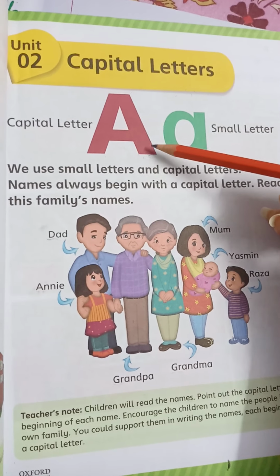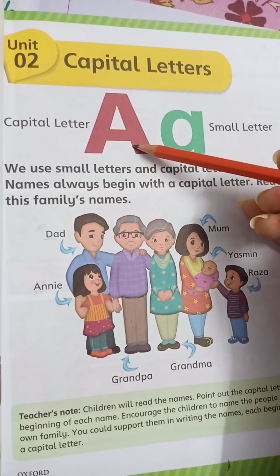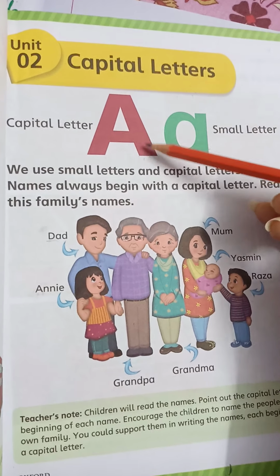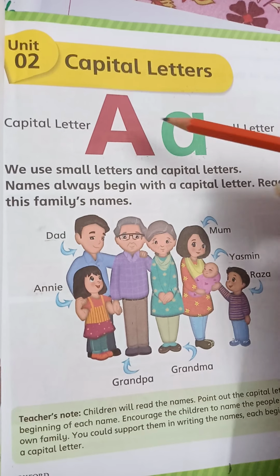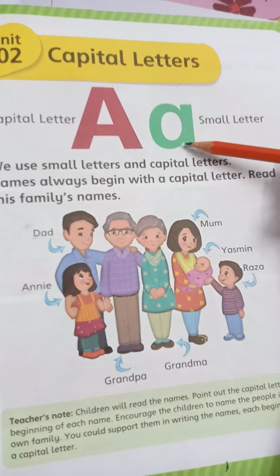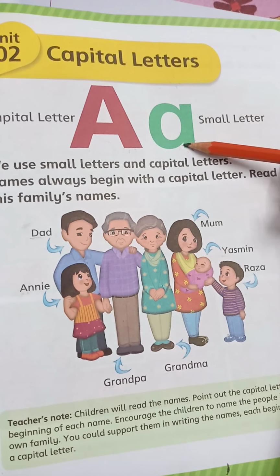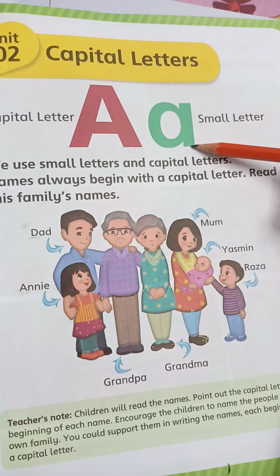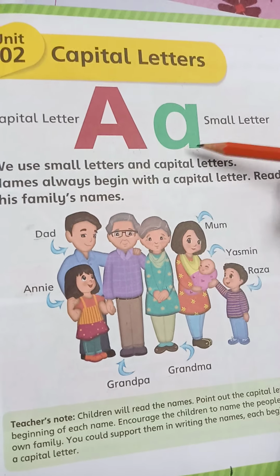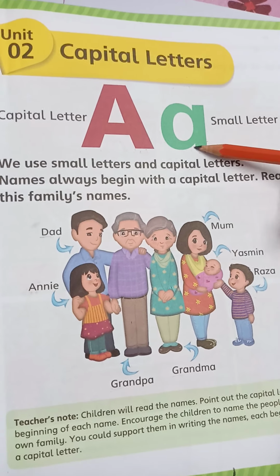What is this? A. And this is capital A. Again, capital A. What is this? Small a. Capital A, small a.